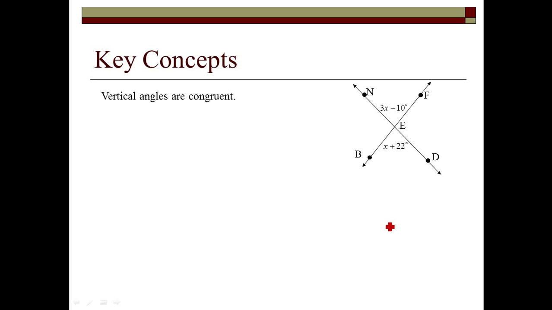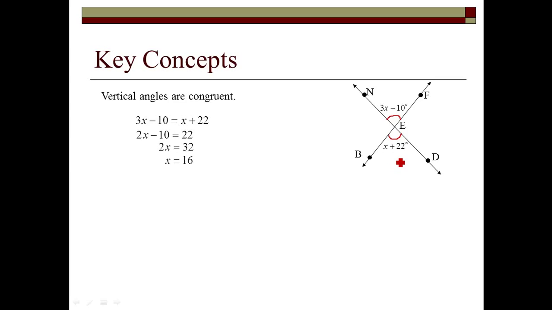So some key concepts. The first key concept is that vertical angles are congruent. So if I'm looking at a figure such as this one, I know that this angle is congruent to this angle because they are vertical. So I can use that to figure out what x is. So 3x minus 10 equals x plus 22. Subtract x from both sides, you get 2x minus 10 equals 22. So 2x equals 32 and x equals 16.